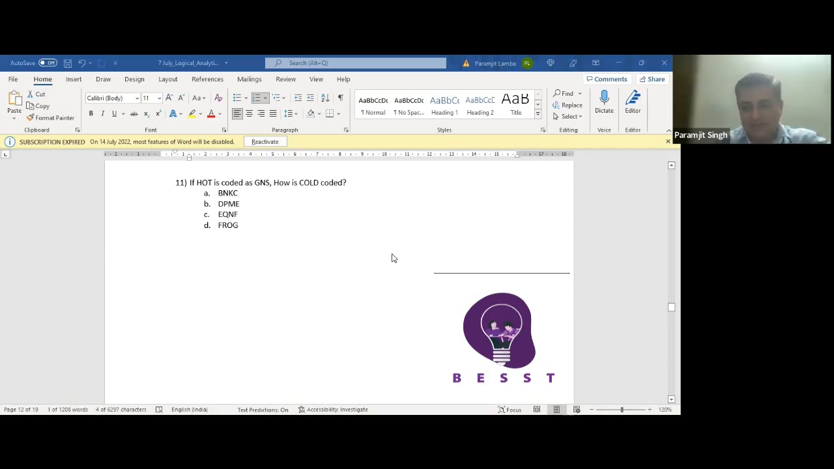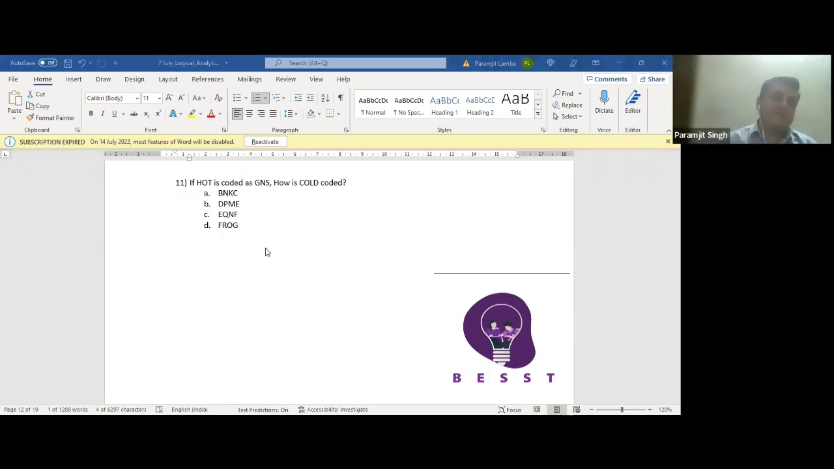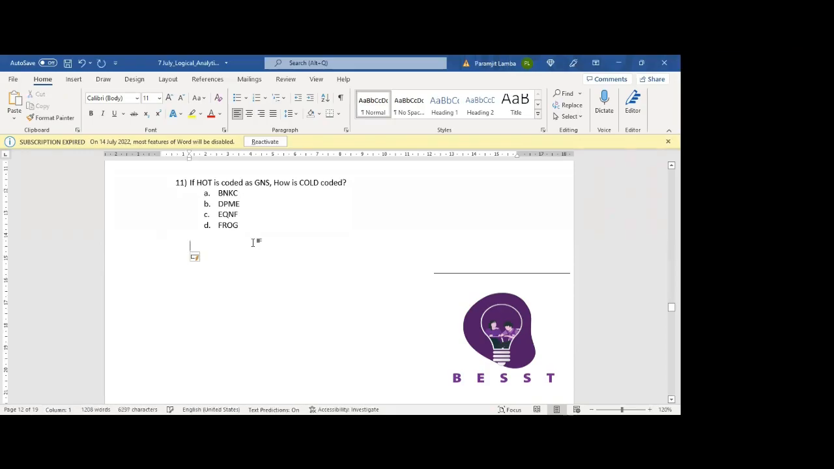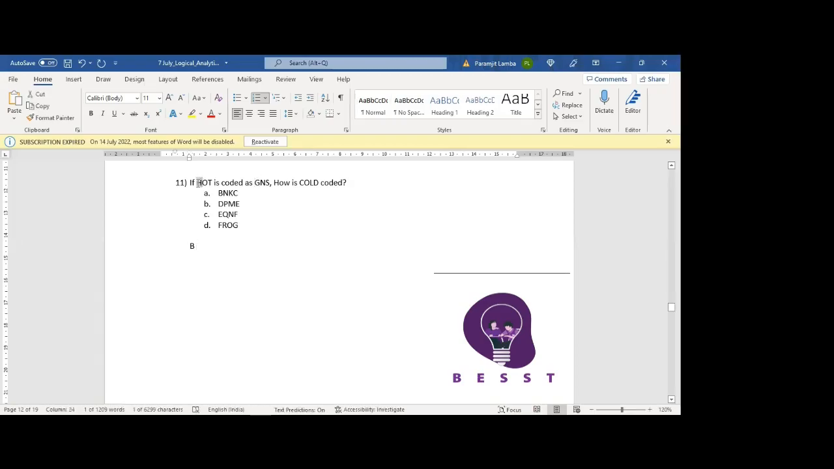If hot is coded as GNS, how is cold coded? Sir, option A. Very good. Why? Sir, because if hot is coded as GNS, so H and G, these all letters have a difference of -1. Very good. Can you explain it for everyone's benefit? So sir, for cold, C, the first letter will be B. That is one letter before C. So like G is before H. Similarly, before C is B.